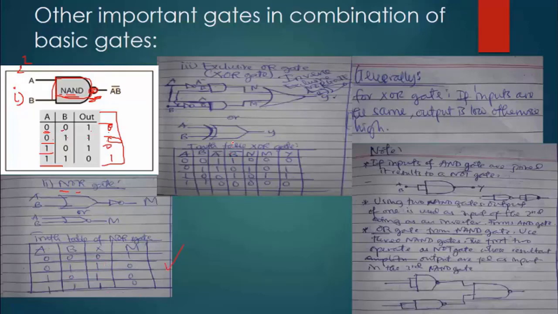But more complex, we can create what we call the exclusive XOR gate. Okay? An exclusive OR gate is a special type of OR gate that uses a number of gates. Okay? The symbol is as given there.